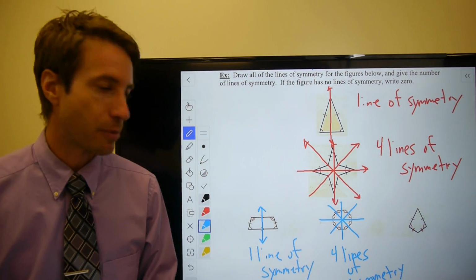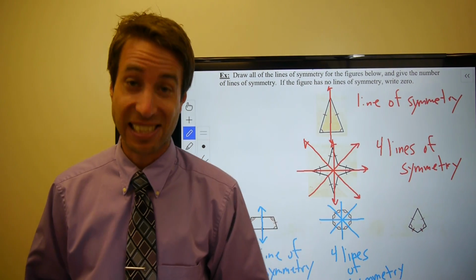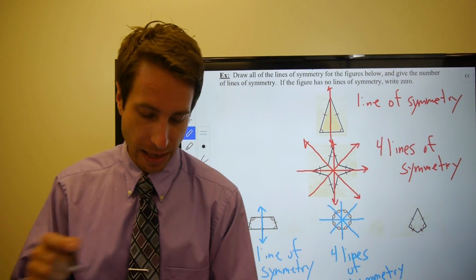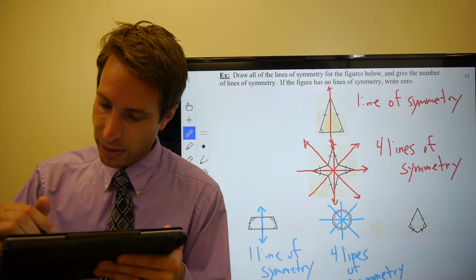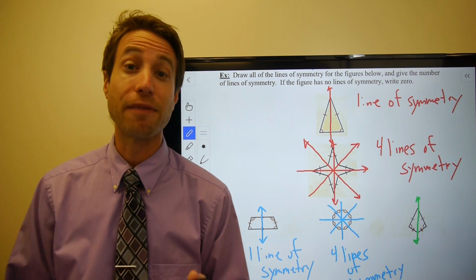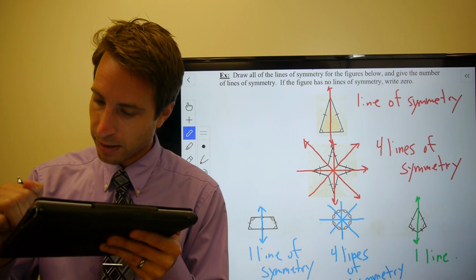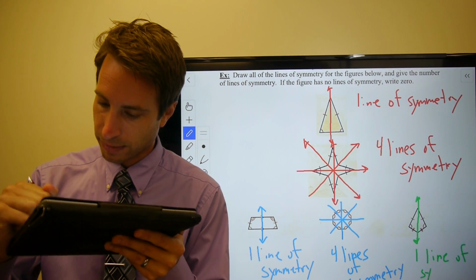Again, remember, a line of symmetry is a line that will reflect the object onto itself if folded across that line of symmetry. The last one, hopefully at this point you're getting real good at recognizing these. I have only one line of symmetry. It is a vertical line of symmetry. There's just one line of symmetry for that object.